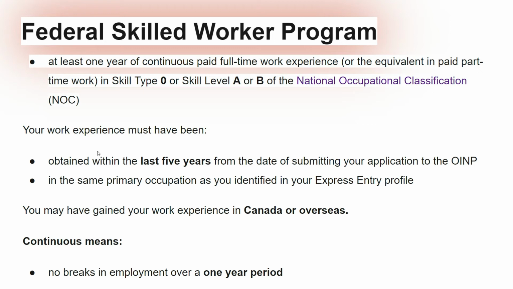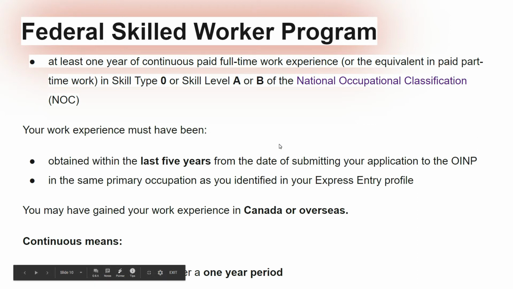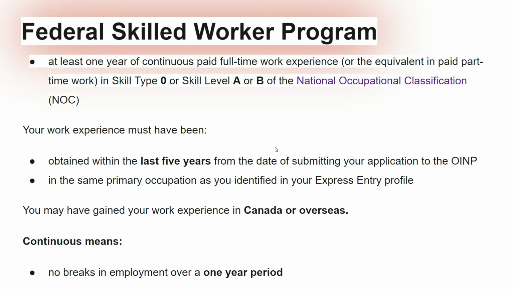Your work experience must have been obtained within the last 5 years from the date of submitting your application to the OINP. Suppose you are applying for this stream in 2020, you must have gained this experience between 2015 and 2020, in the same primary occupation as you identified in your Express Entry profile. You may have gained your work experience in Canada or overseas, so there is no problem for this Federal Skilled Worker Program. There is no restriction on whether you got this experience in Canada or overseas, they will accept that. And continuous means no break in employment over a period of time.